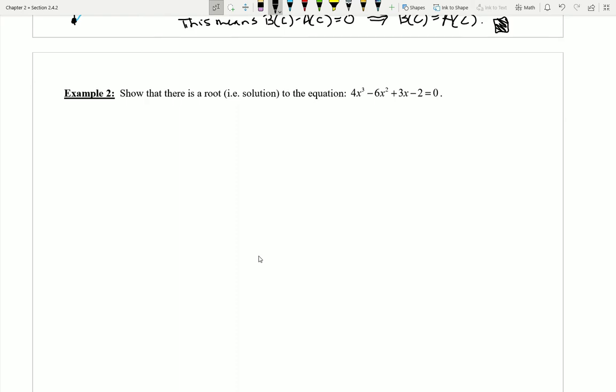So here's what I'm going to do. I'm going to think about this in the following way. Doesn't this almost look like I have a function right here, and I'm interested if that function could ever be equal to this y value? So let me try to write out my work carefully. I'll say we will let f of x be equal to 4x to the third minus 6x squared plus 3x minus 2.